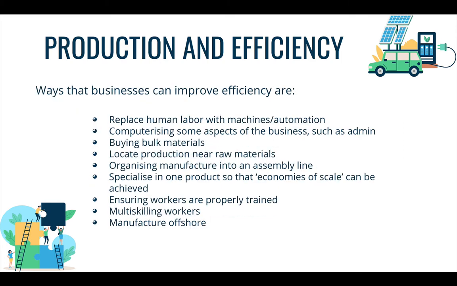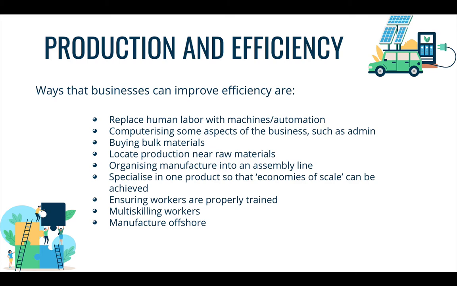So if we've said the efficiency of a business is the comparison of what they actually produce versus how much it costs for them to produce that, it's a pretty easy ratio to understand. So how can you improve efficiency? How can you improve the ratio or the comparison of what you actually produce versus how much it costs you to produce? Well, there's a variety of different ways.